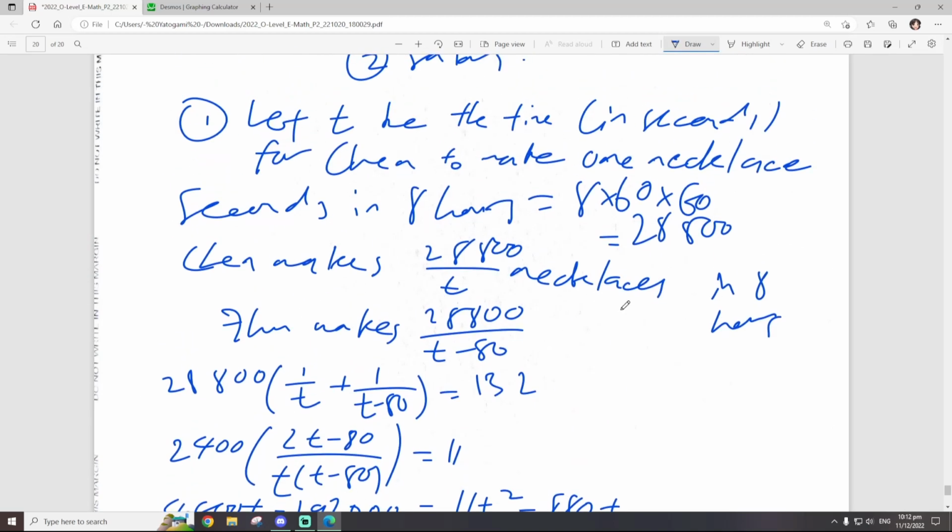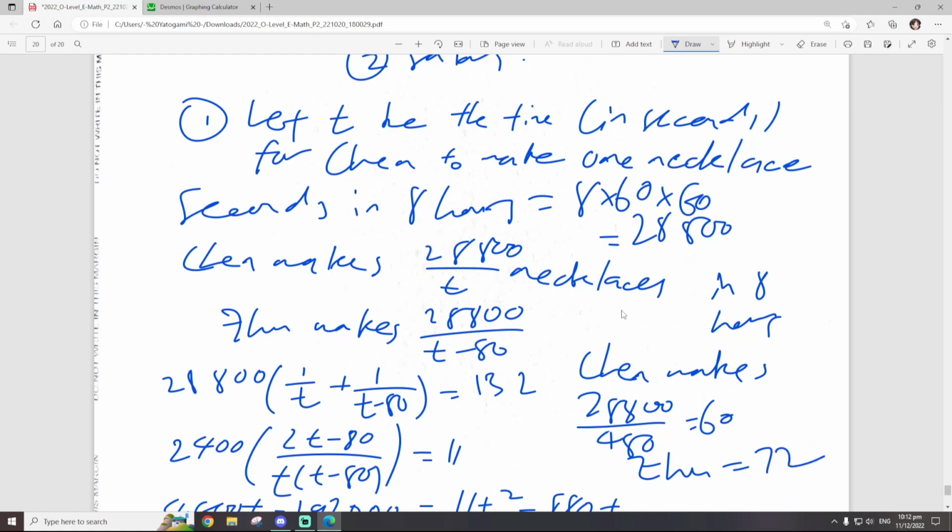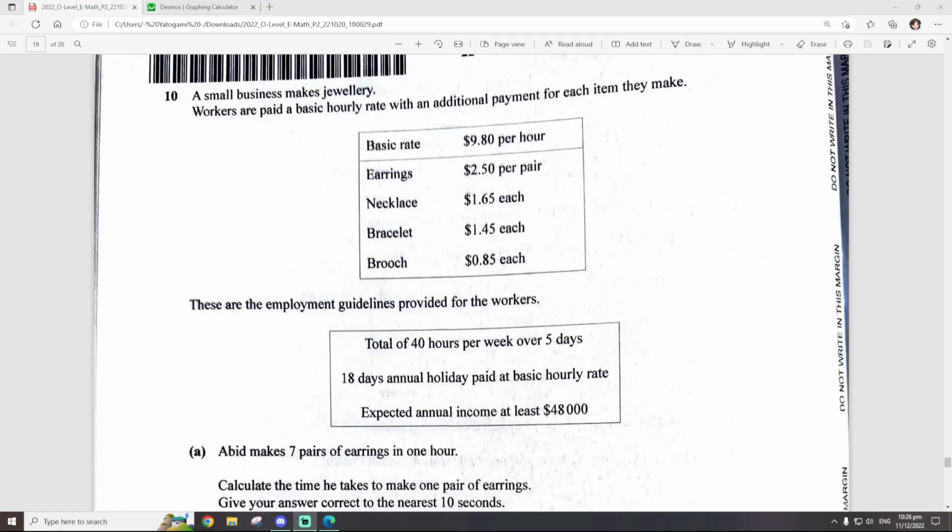So therefore, Chen makes 28800 divided by 480, and you will get 60, and Zhu is 72, because it must add up to 132.